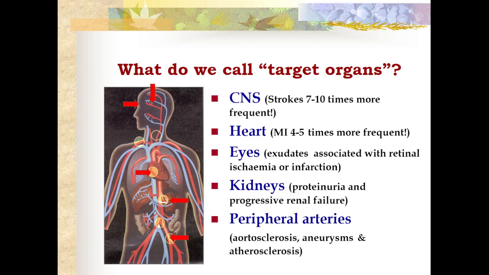Third target organ, eyes: exudates associated with retinal ischemia or infarction, papillary edema. Kidneys: affection associated with proteinuria and progressive renal failure. Peripheral arteries: affection of peripheral arteries associated with development of atherosclerosis, aortosclerosis, formation of chronic aneurysm.